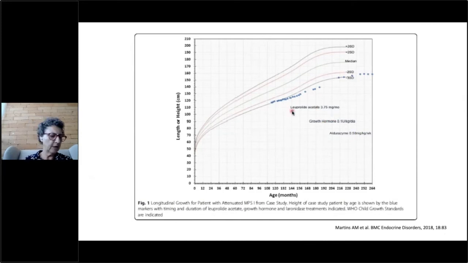As we can see, the patient maintained his growth curve below the third standard deviation. After starting ERT, he still grew 5 centimeters, reaching 159 centimeters at 20 years of age, between the third and the second standard deviation.